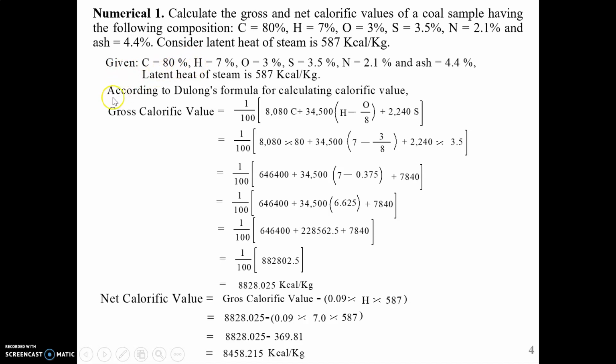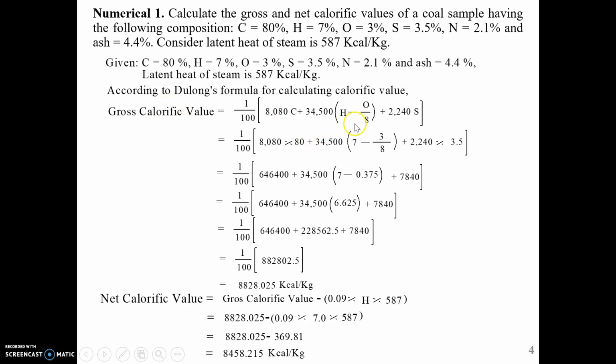provided here. Now according to Dulong's formula for calculating calorific value, first we have to write the formula. Gross calorific value is equal to 1/100 [8080 × percentage of carbon + 34,500 (percentage of hydrogen − percentage of oxygen/8) + 2240 × percentage of sulfur].